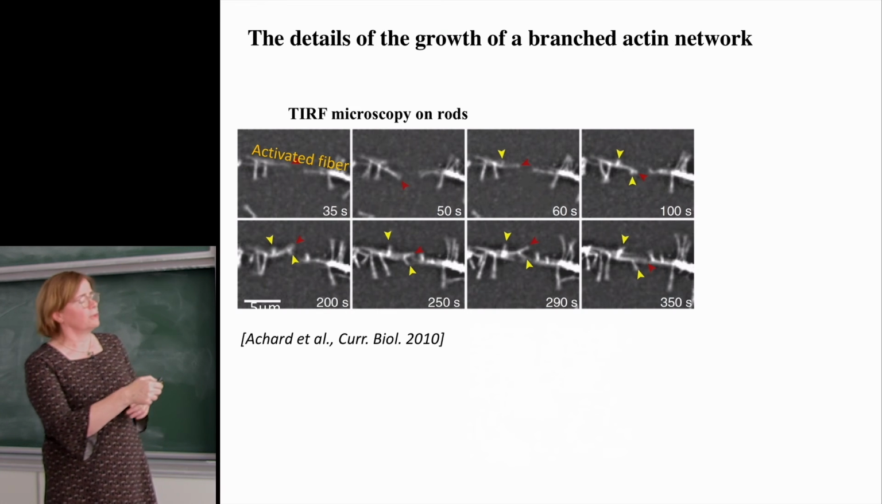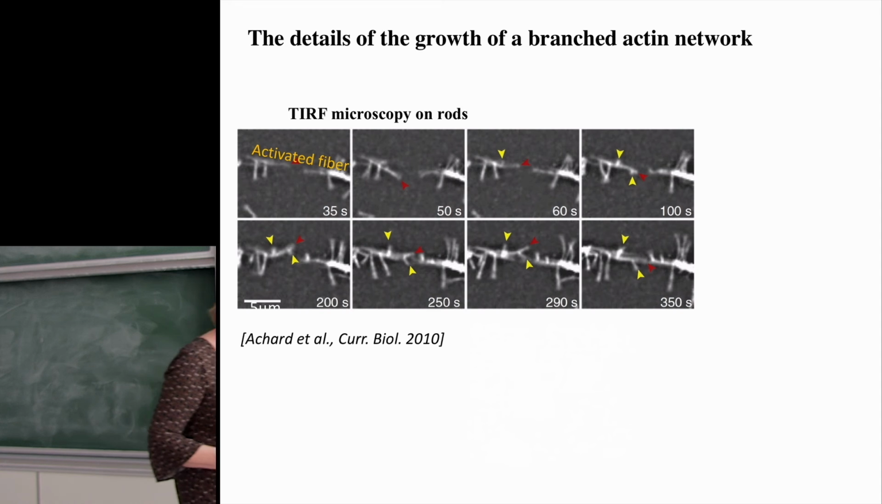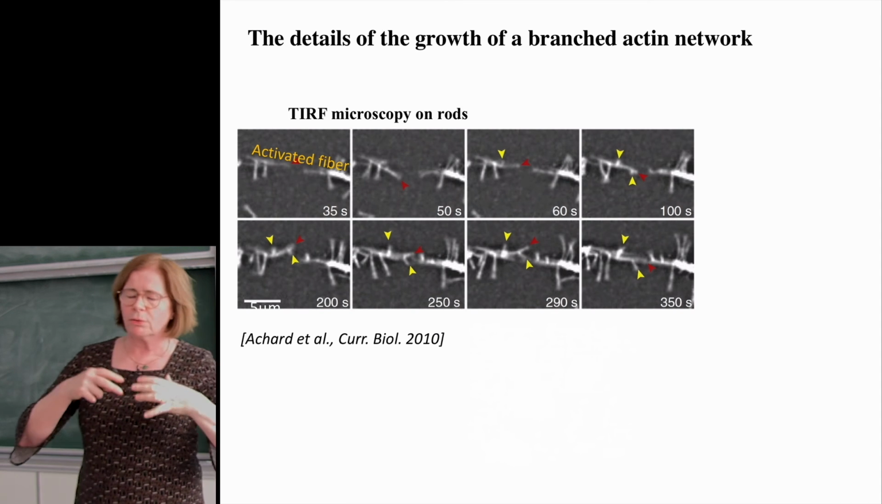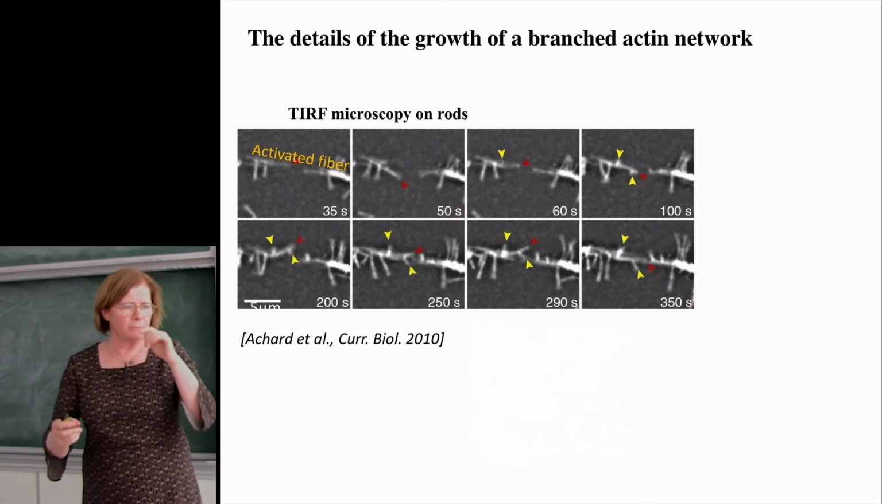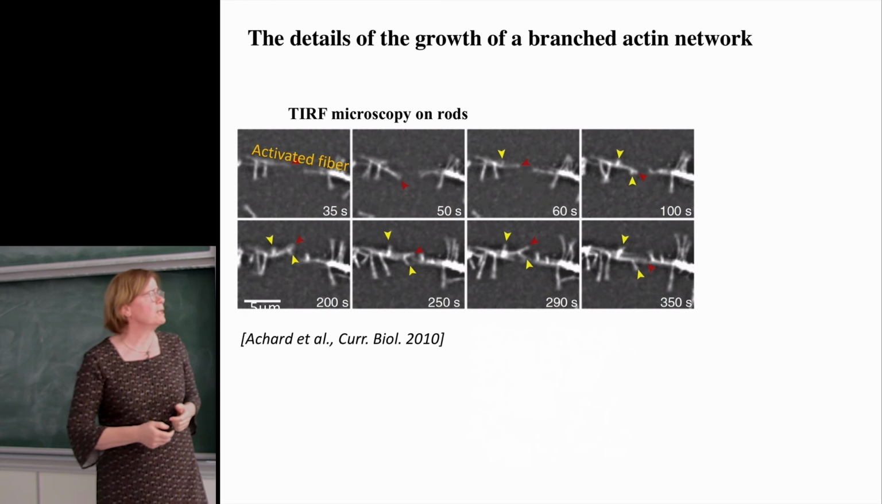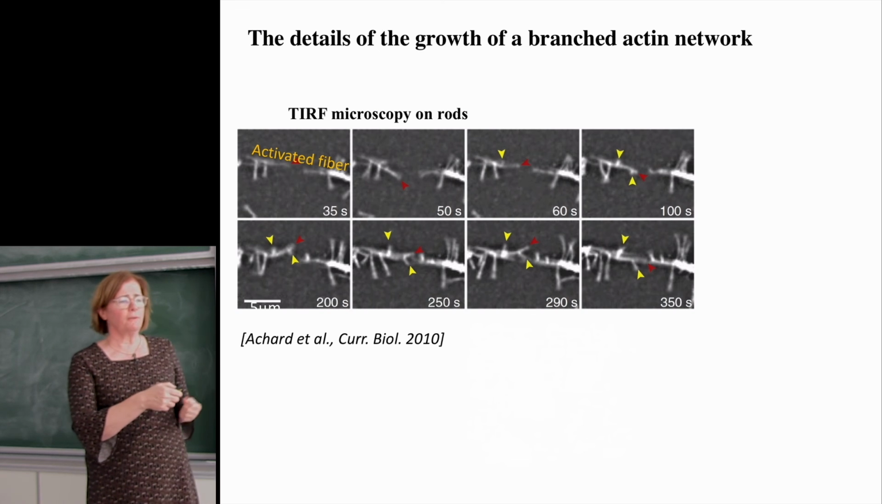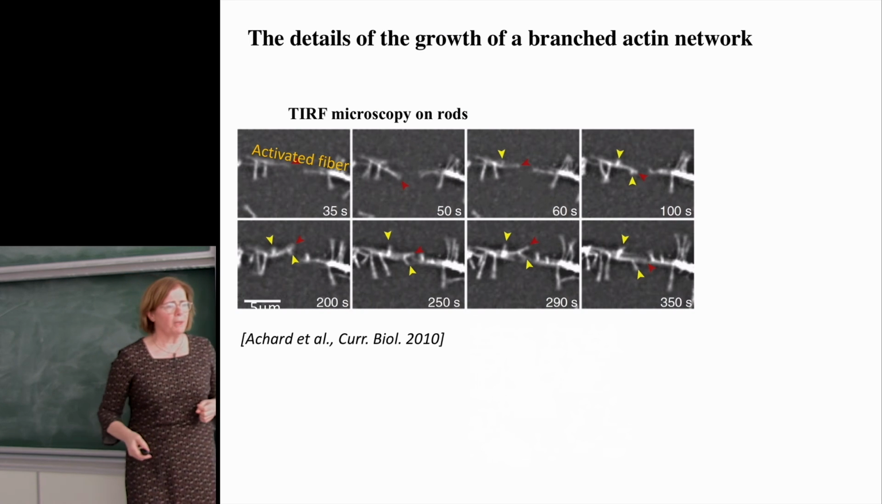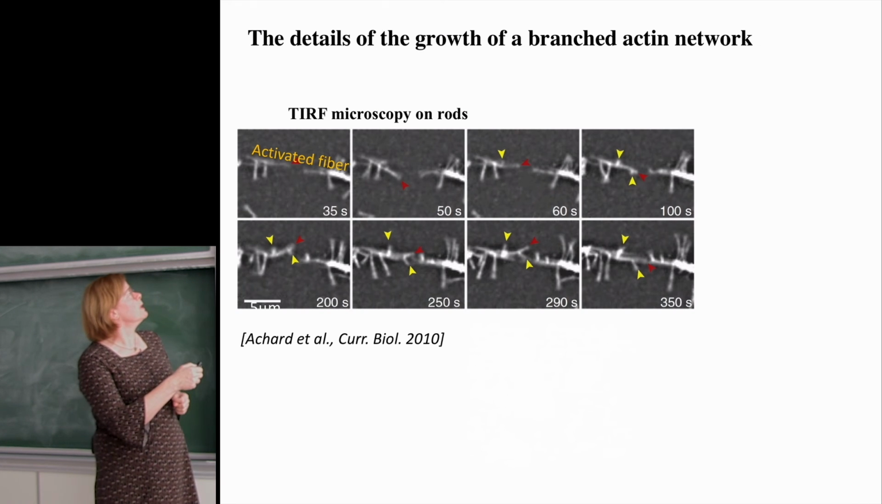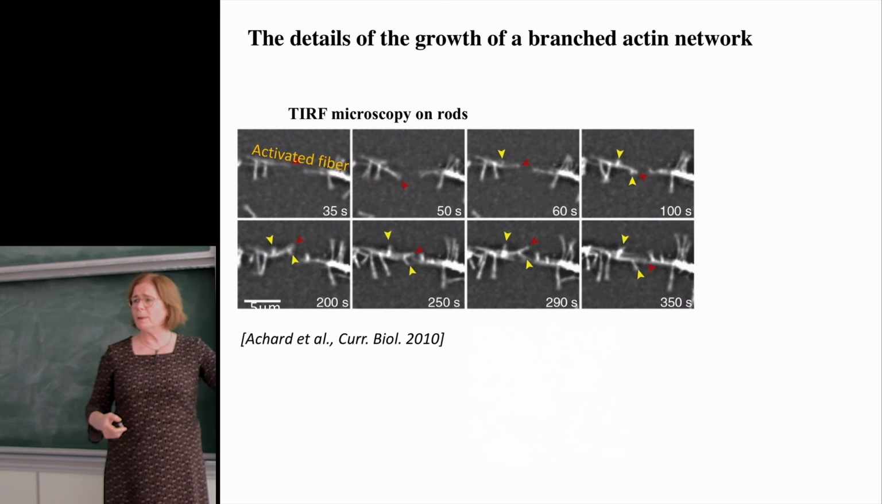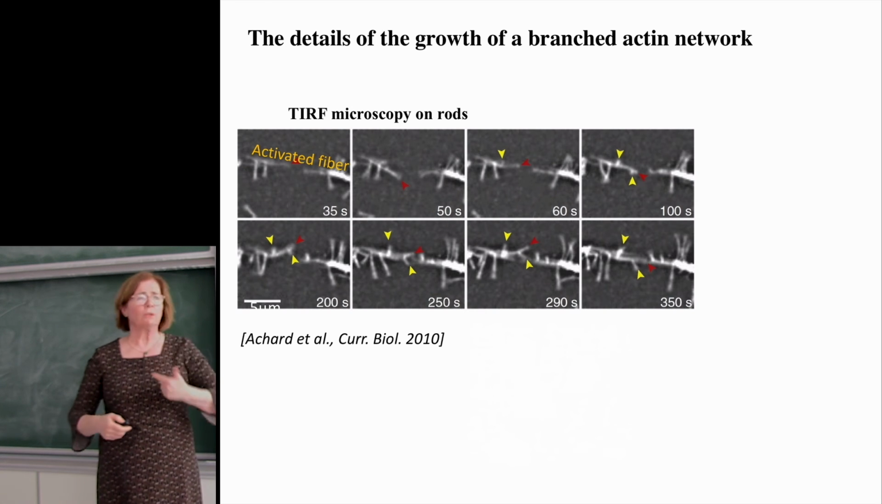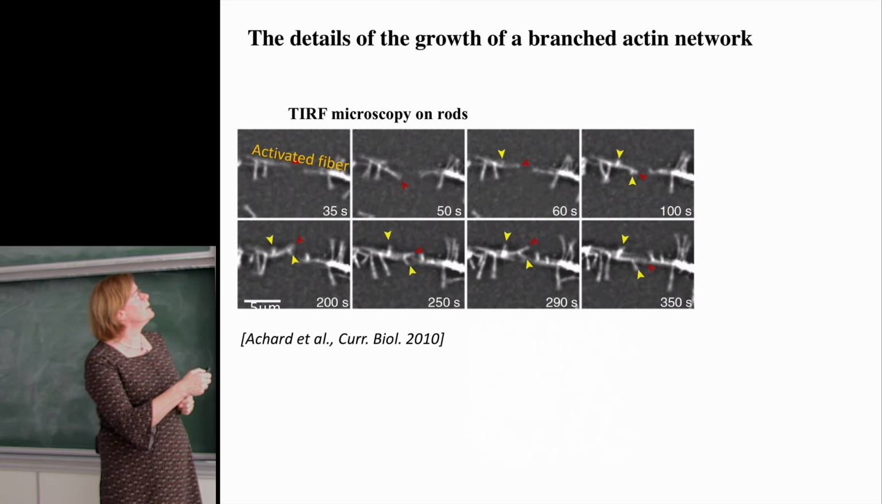So until here we considered the network as a mesoscopic system that grows at the surface at a velocity of polymerization, but the details of this growth have been deciphered by this very nice work by the group of Laurent Blanchoin. So what they do is they put an activated fiber, so only this fiber is able to generate the network formation. And you see that an actin filament here is growing.